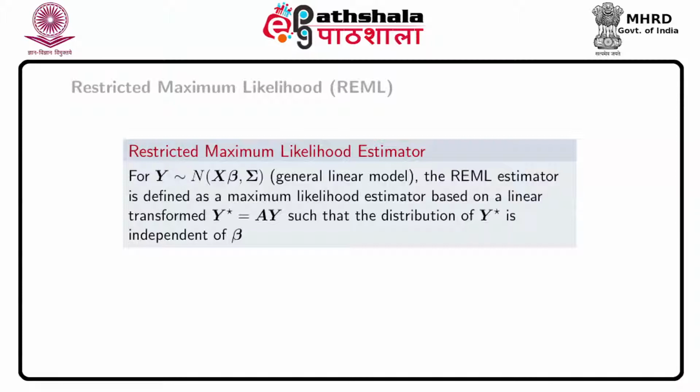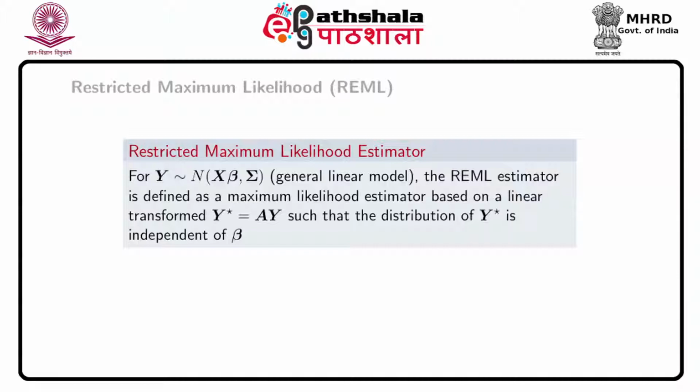Now keeping these two examples in mind, we formalize the definition of restricted maximum likelihood. Assume that y follows multivariate normal X beta, capital sigma. The REML estimator is defined as the maximum likelihood estimator based on a linear transform y star. So instead of obtaining the estimator from y, we are obtaining the maximum likelihood estimator from y star, where y star is defined as AY, and A is so chosen that the distribution of y star is independent of beta.